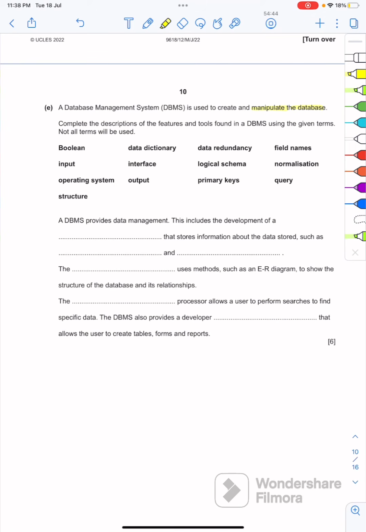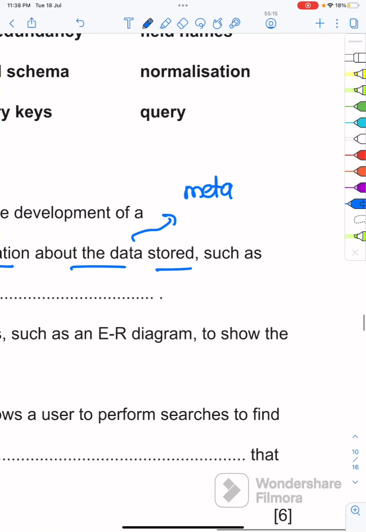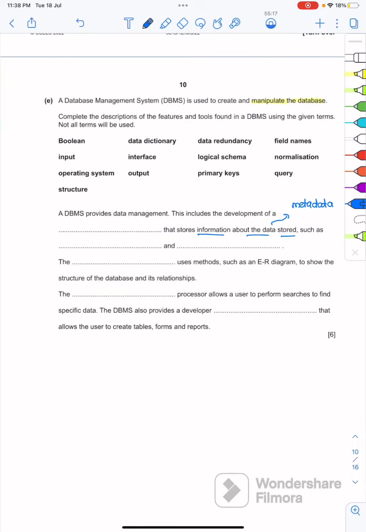All right. So let's just dissect the passage that they've given us, and take it step by step. They've given us all these things. We have to choose which one of these options are correct. A database management system provides data management. This includes development of a blank that stores information about the data stored. That means it's talking about the metadata. And the metadata is stored in the data dictionary.